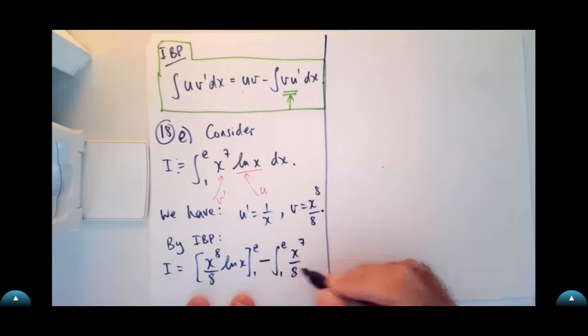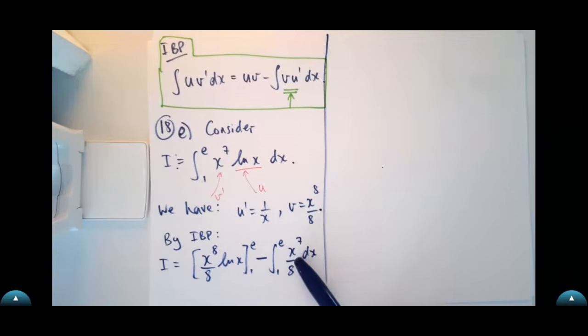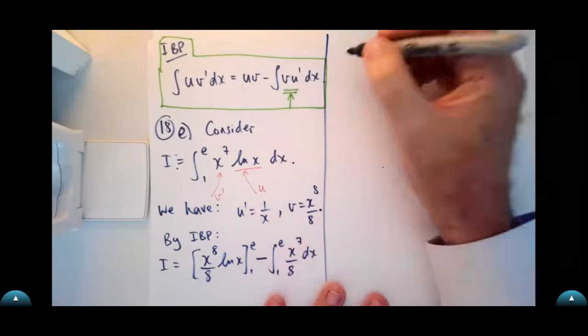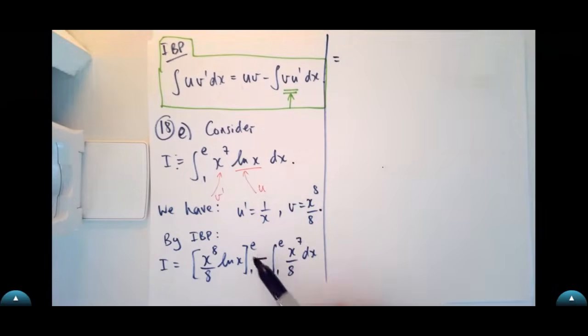all on 8. Now, let's pause and have a look at, is this an easy integral? And the answer is yes. This is an easy integral. So it looks like we're on the right path. Okay, so now all we need to do is put these numbers in.